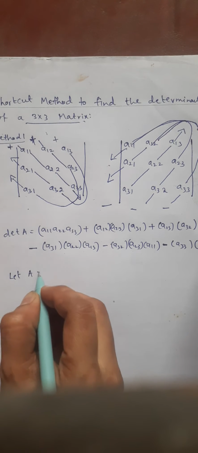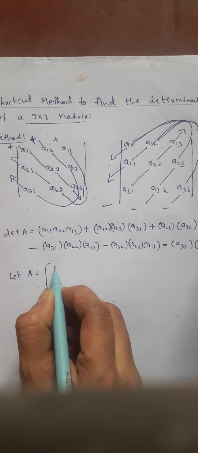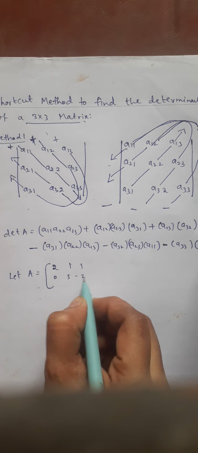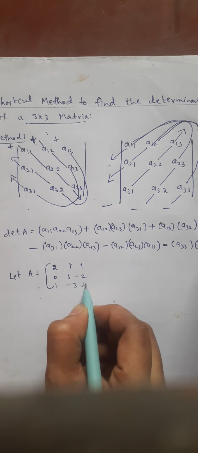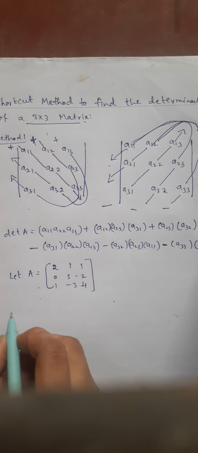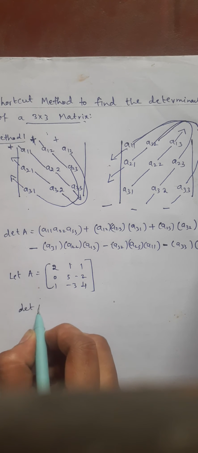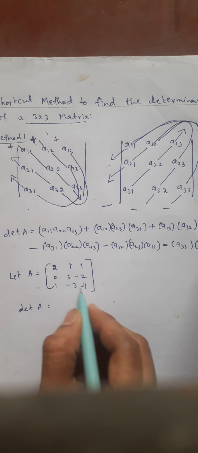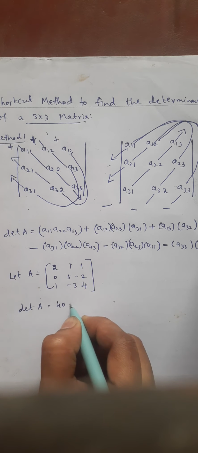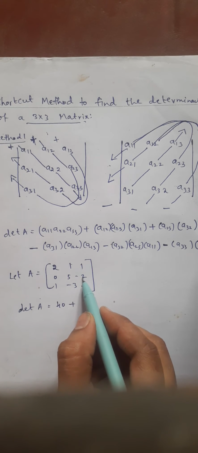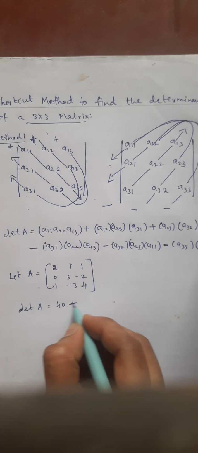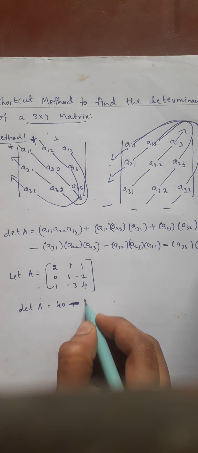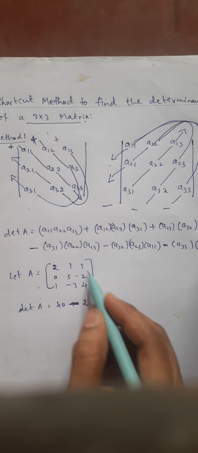Okay, let us see an example. Let A is equal to 2, 1, 1, 0, 5, minus 2, 1, minus 3, 4. So applying that, determinant of A will be equal to 2 into 5 into 4, 5 into 2, 10 into 4, 40, plus 1 into minus 2 into 1, so it will become minus 2, plus 1 into minus 3 into 0.